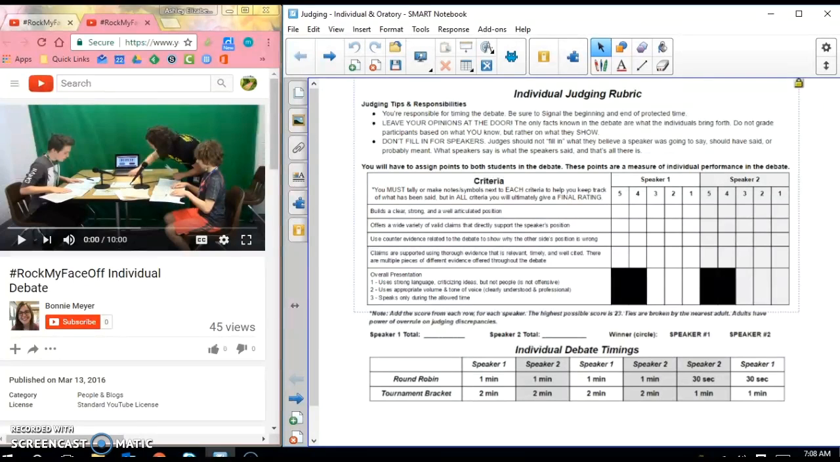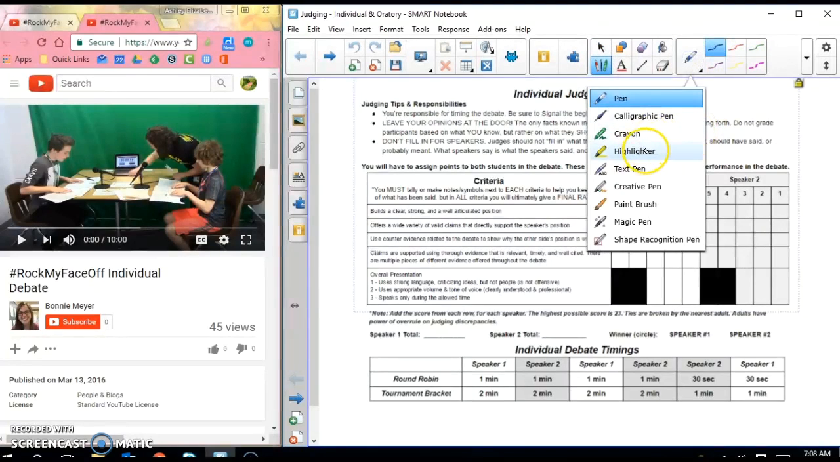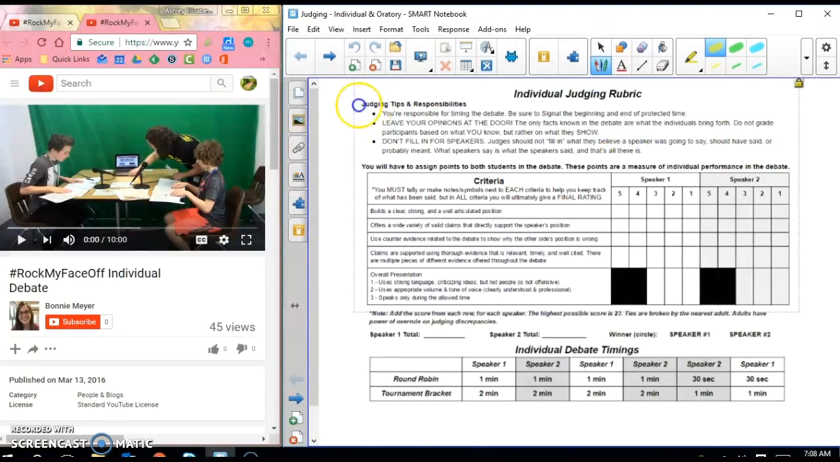The first thing you're going to do when you walk into the room is make sure that you look at your judging tips and responsibilities. No matter what, you are responsible for timing the debate. That's your first responsibility. Down at the very bottom, there's a spot for the individual debate timings, so you want to help keep track of that to make sure that people are speaking during their allotted times.